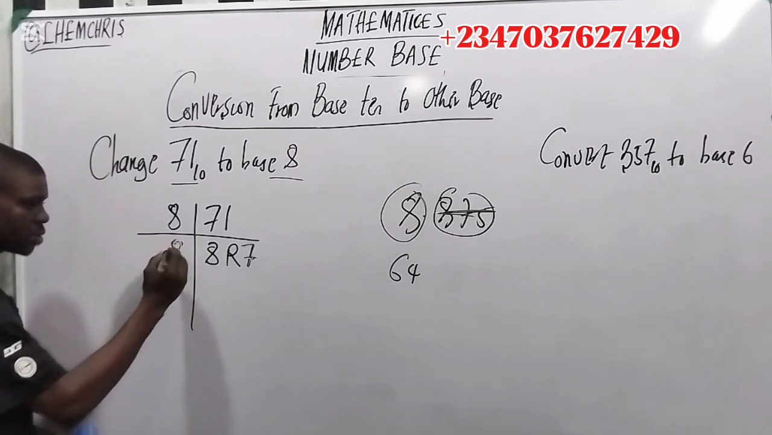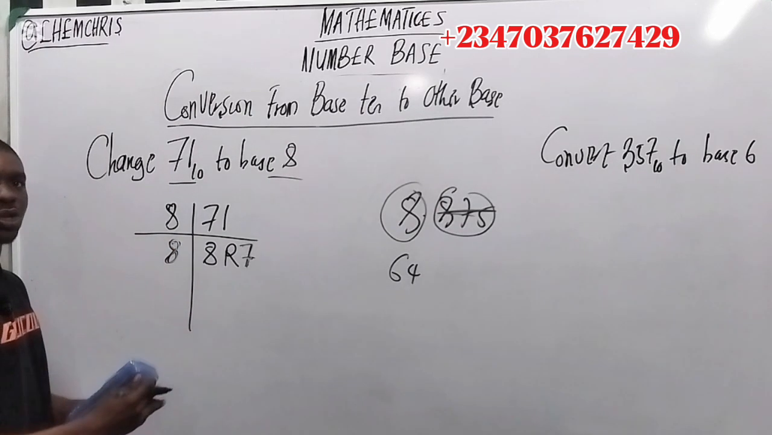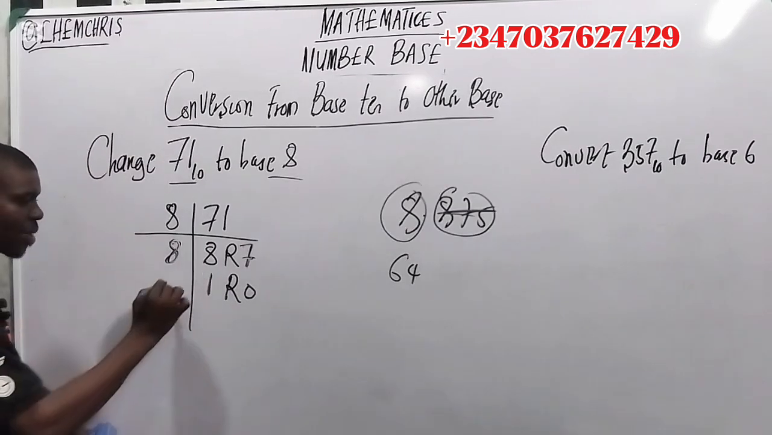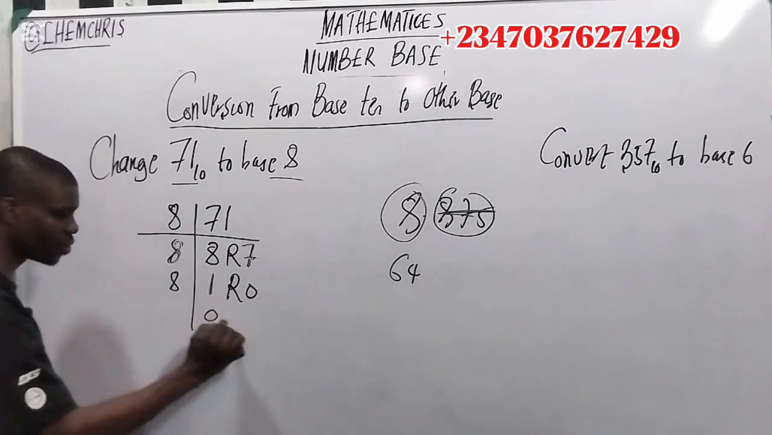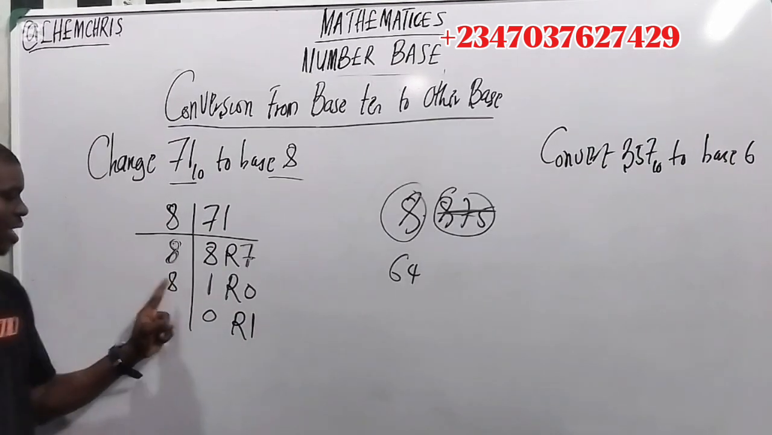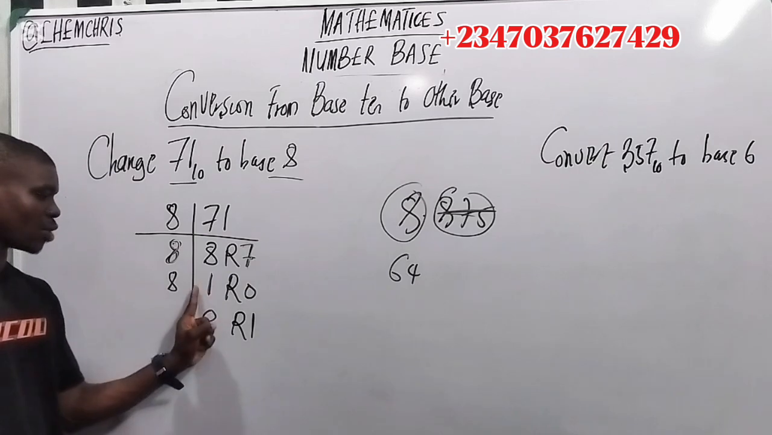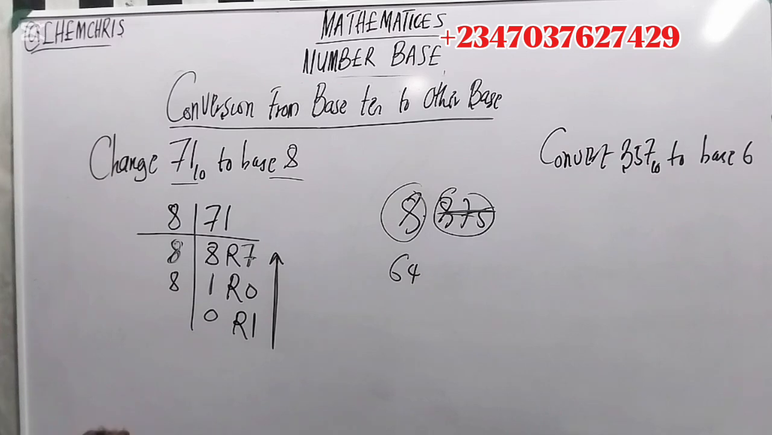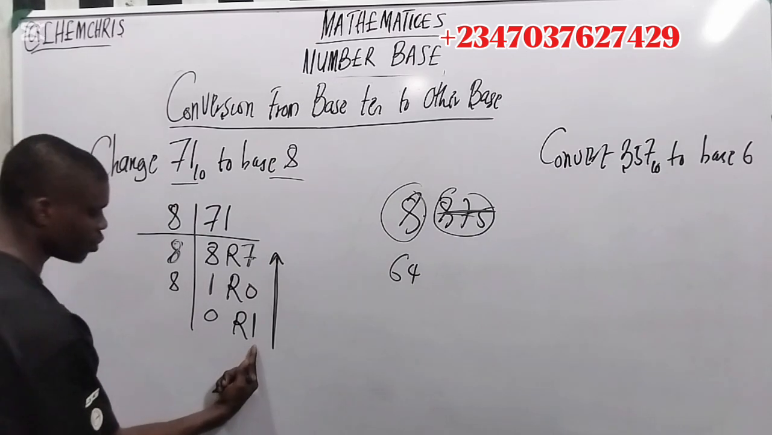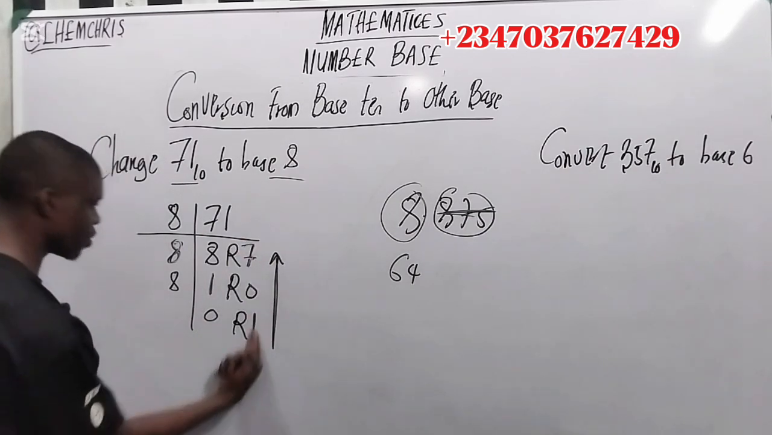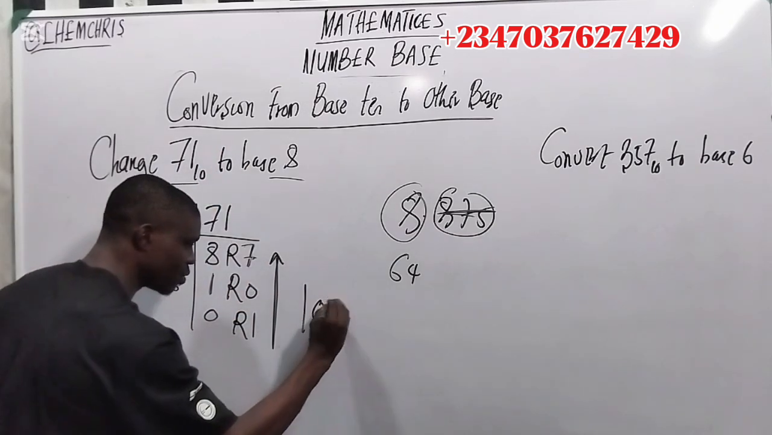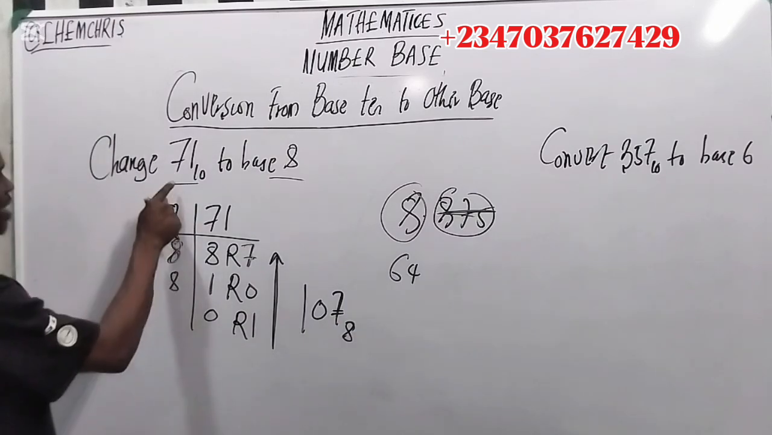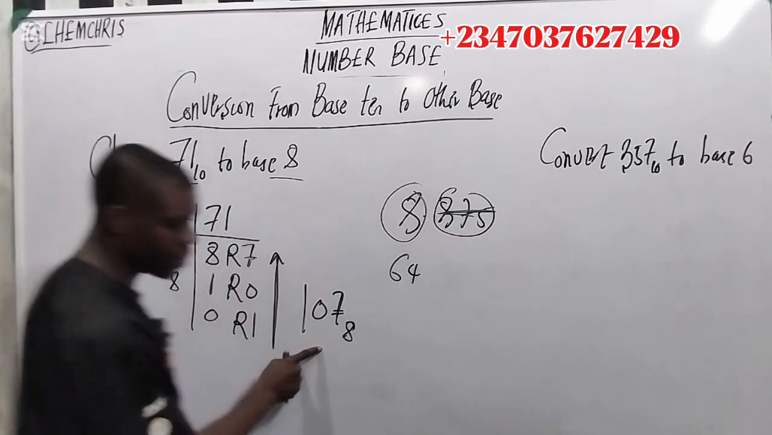So next is going to be 8. 8 going into 8 is 1 remainder 0, right? Then 1 going into 8 is 0 remainder 1. Okay. So this is what I'm going to have. You have to start from here, from the lowest to the highest. So we're going to have 107. Now it's in base 8. So you converted 71 base 10 to this other base here.